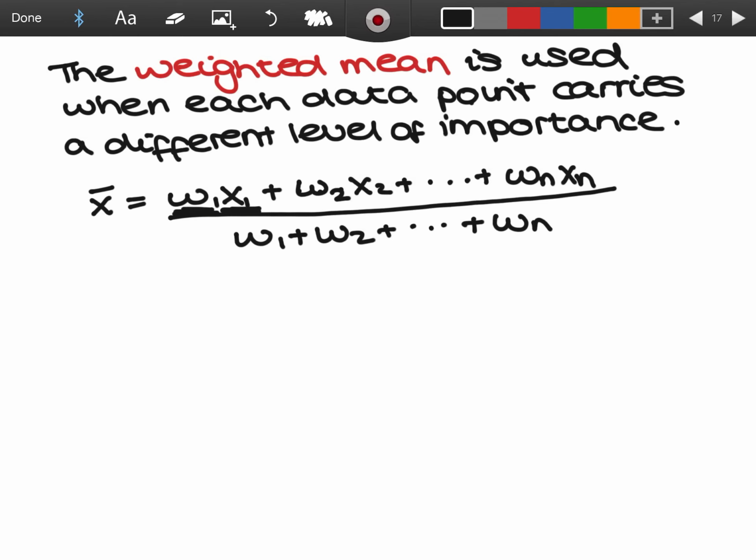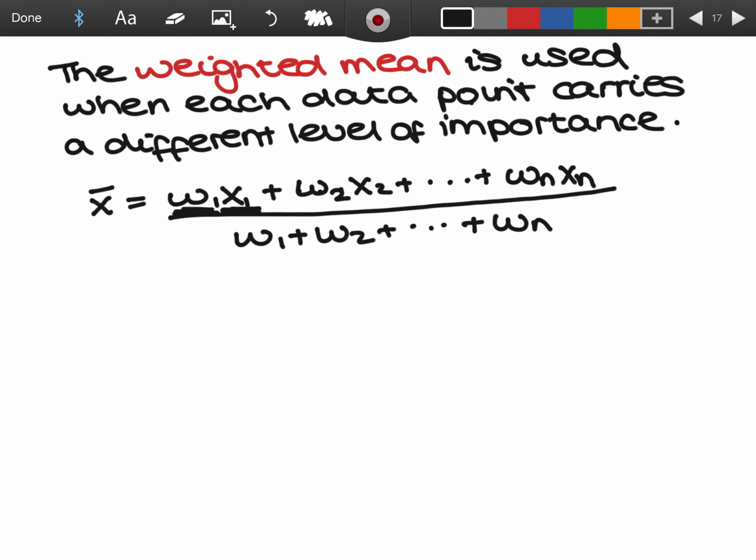I'm just using that as an example, but I'm saying here that the most important data point will have the highest weight, okay? Whether that be W1, X1, or if we're looking at WN, XN. Whichever XI has the most importance has the highest WI associated with it, okay? And then we take each of the weights, multiply it by its associated data point, and add those all together.